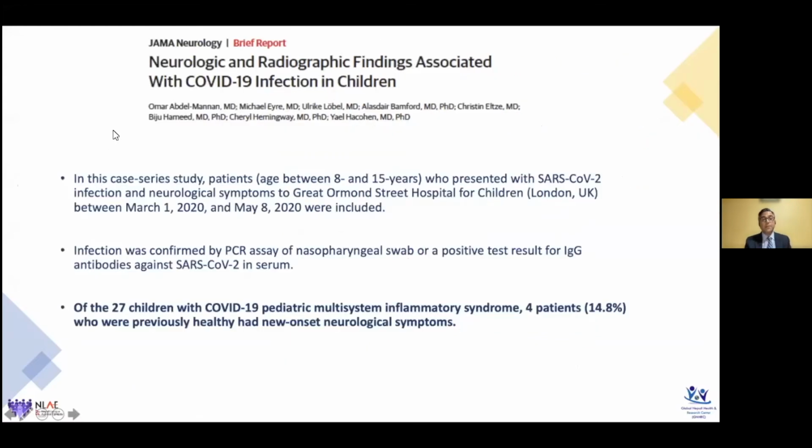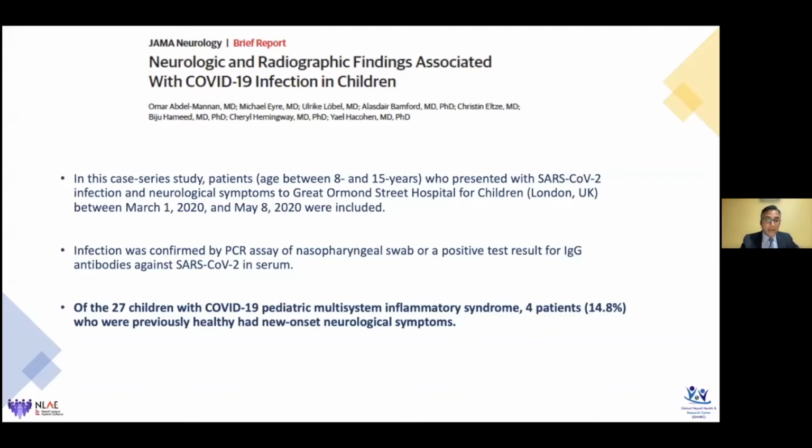So the first paper that I took here was on neurological and radiographic findings associated with COVID-19 infection in children. In this case series, they took patients between age 8 and 15 who presented with COVID-19 infection and neurological symptoms at Great Ormond Street Hospital for Children in London, UK between March and May. And the infection was confirmed by PCR assay of nasopharyngeal swab, and also with IgG antibodies against the COVID-19 virus.